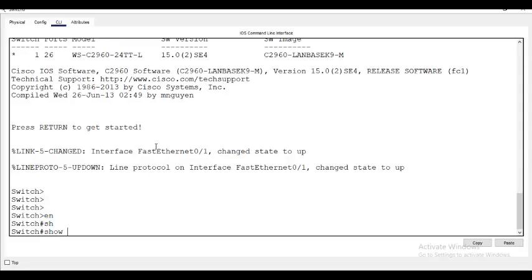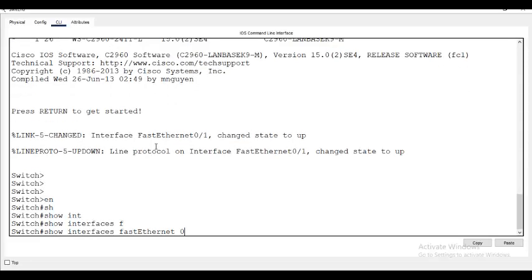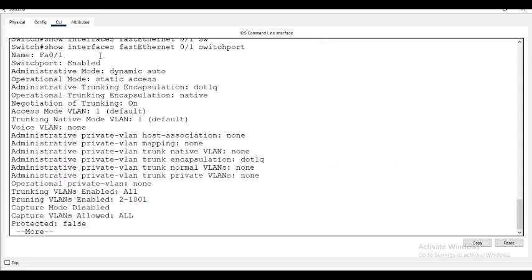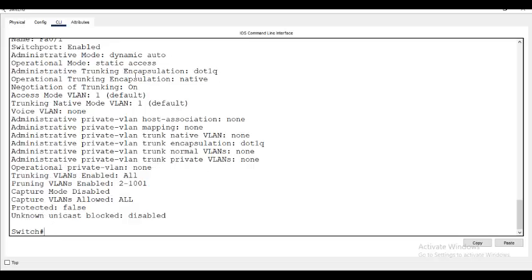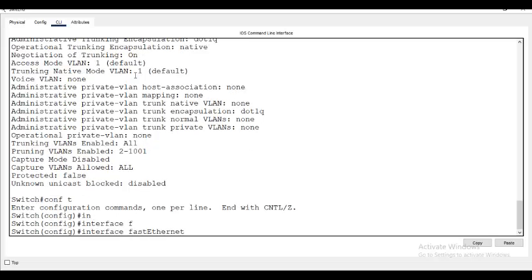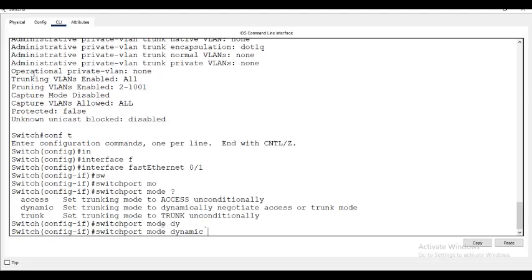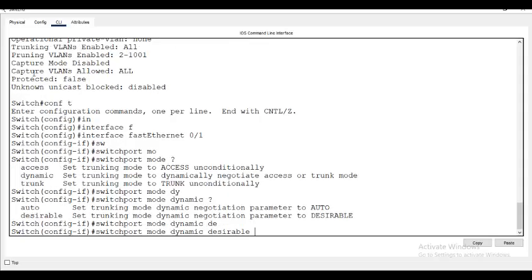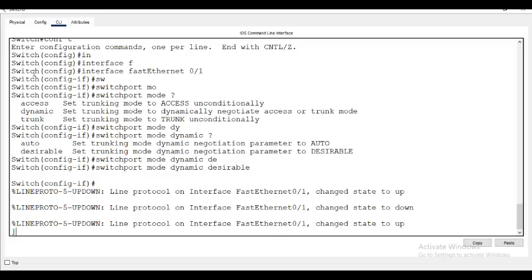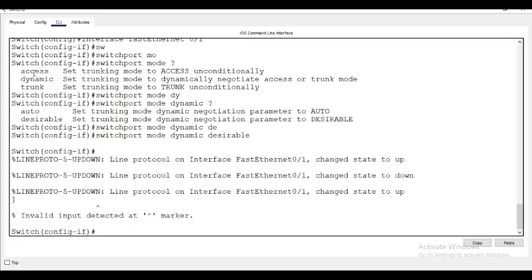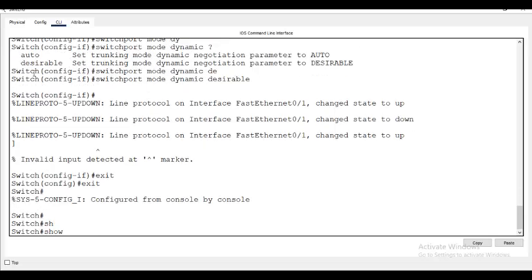I said dynamic desirable. Now let's go and check. Show interface F0/1 switchport. By typing dynamic desirable, I said go to the next fellow member, check whether he is willing to form a trunk. If he says yes, only then you become operationally trunk, which means you negotiate. I'm not owning trunk. You negotiate. Show interface trunk. You see, negotiation. I did not own it, and it is neither auto. It is willing to form a trunk.